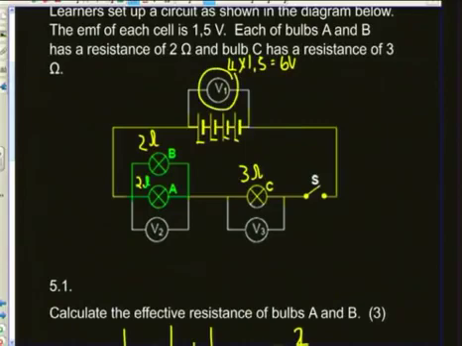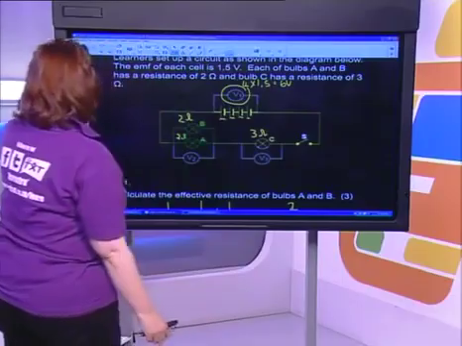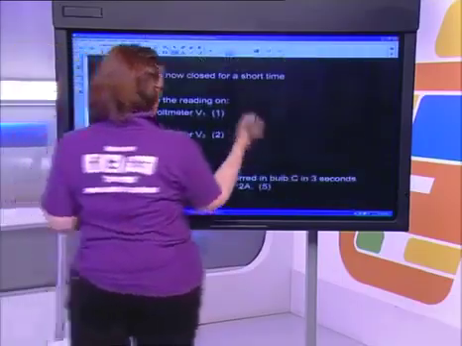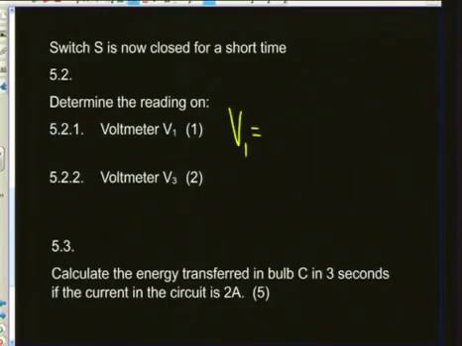V1 sits over the cells. There are 4 cells. Each of them has 1.5 volts, but we need to write it down. So V1 is going to be 4 times the 1.5. So it's 6 volts.